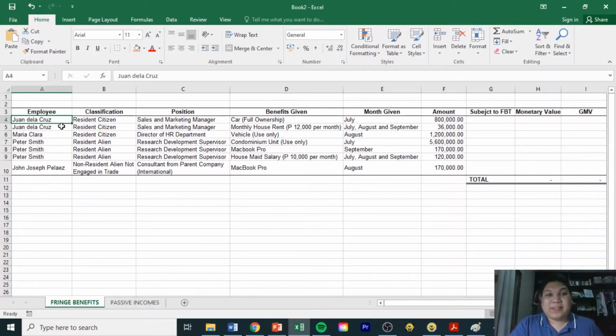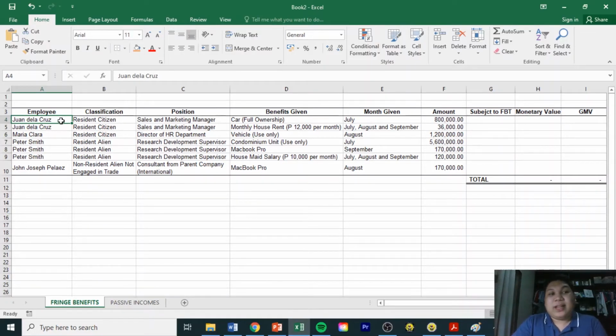Again, these figures and this information are all fictitious and for academic purposes only. In preparing the working paper, we have here the columns for employee, classification, and position. Actually, you can have your own working paper design and template if you find it convenient. But for me, this is convenient on my part, and this would help me prepare my BIR Form 1603.